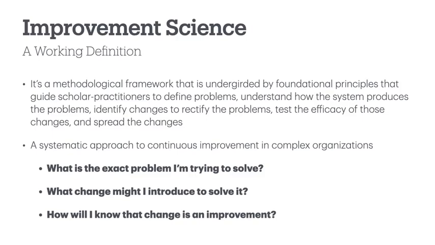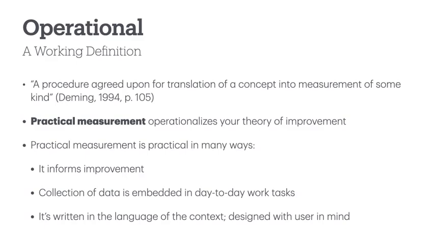There are sort of three critical questions we're focused on in improvement science. One is the exact problem we're trying to solve, what change can be introduced to address it or solve it, and then how will we know that that change is an improvement? In other words, what does success look like? Connected back to the operationalization of variables, operational is a procedure agreed upon for translation of a concept into measurement of some kind.